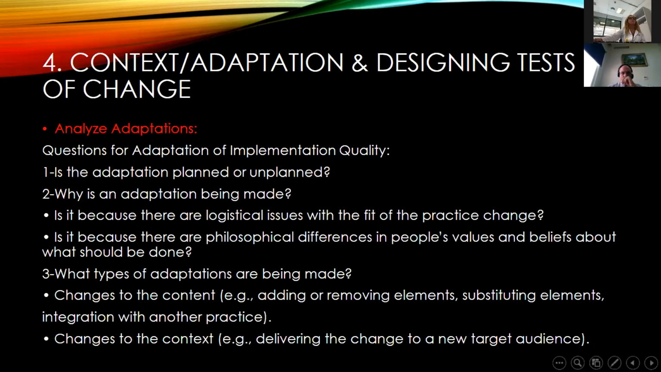Number 1, is the adaptation planned or unplanned? Why is this adaptation being made? Is it because there is a logistic issue, or because there is a philosophical difference of people's values and beliefs about what we should do? What type of adaptation is being made? Change of the content or of the context?